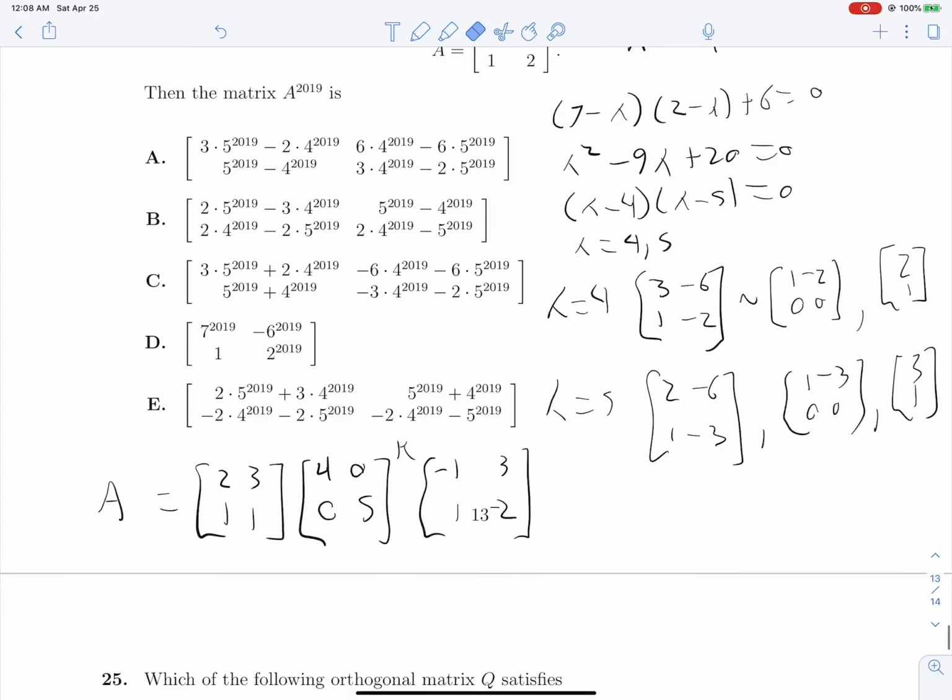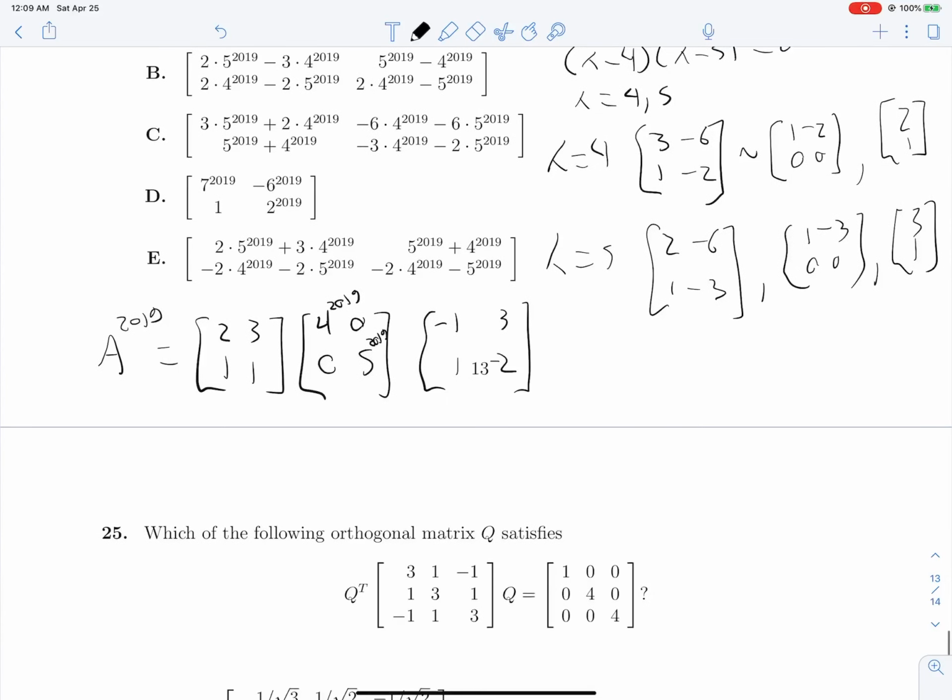We're computing A to the 2019, so we can replace k with 2019. Raising a diagonal matrix to a power, we just take all of the entries to the 2019 power. Computing left to right, because I feel like it, 2, 1, 3, 1. We are multiplying that by the result of this multiplication here, which will be minus 4 to the 2019.